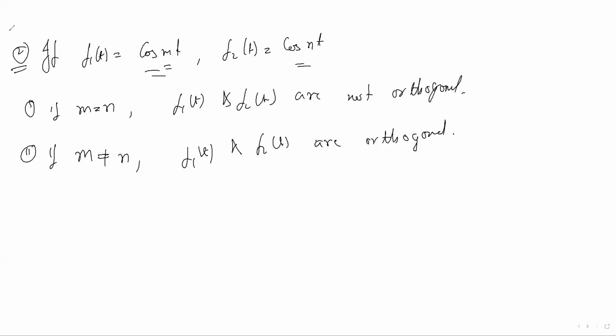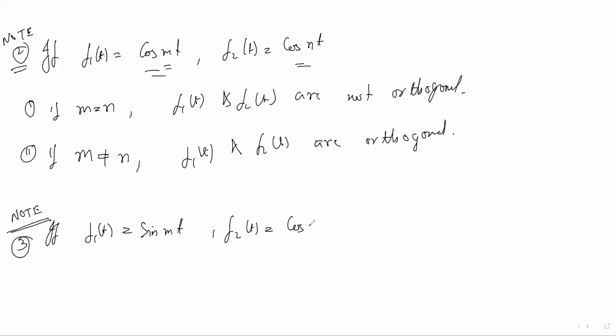So this is the second note, note 2. Take another note, note 3. In the previous case both functions were cos, and before that both functions were sine. Now the third case: if f1t is sine mt and f2t is cos nt. It may be sine nt or cos mt, anything, but f1 is sine and f2 is cos.